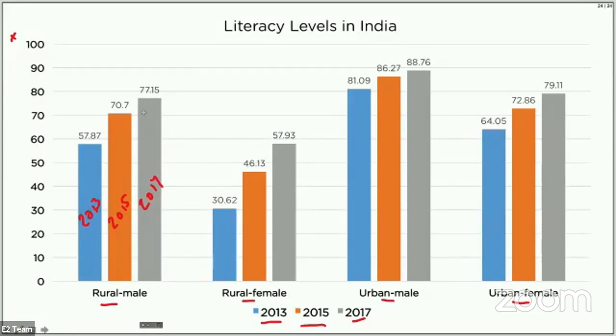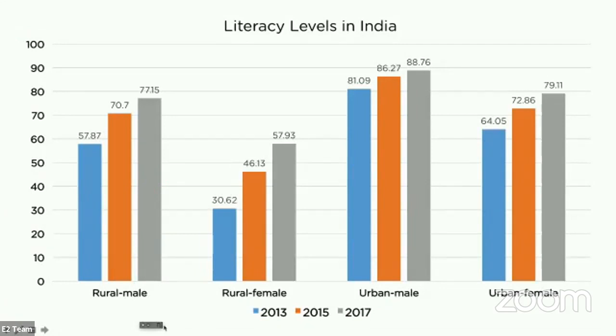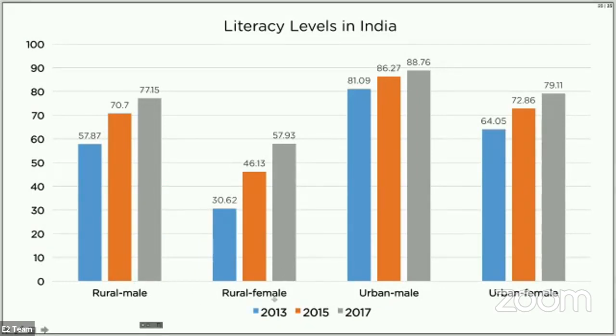Okay, fine. Next, we've got rural females. So in 2013, their literacy rates were 30.62. 2 years later, 46.13. 2 years later, 57.93. So there was a steady increase there, wasn't there, over the, how many years? 2, 4, 6 years. What about urban males? Because on the left-hand side, we've got rural, that has to be the hardest word to say in English, rural. On the right-hand side, we've got urban male and urban female.